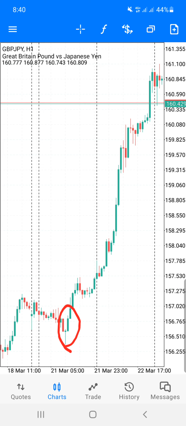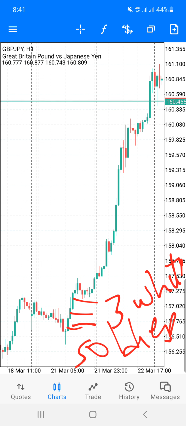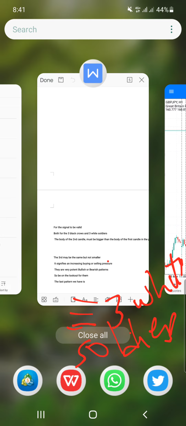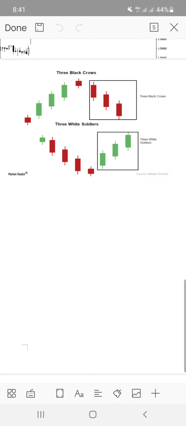In this case, this pattern, remember, morning star, first confirmation, right? Then if you notice this candle, this candle, this candle, three white soldiers, telling you that we are in an uptrend. The bulls are taking control of the market. That is just it about three black crows, three white soldiers, and morning and evening star.